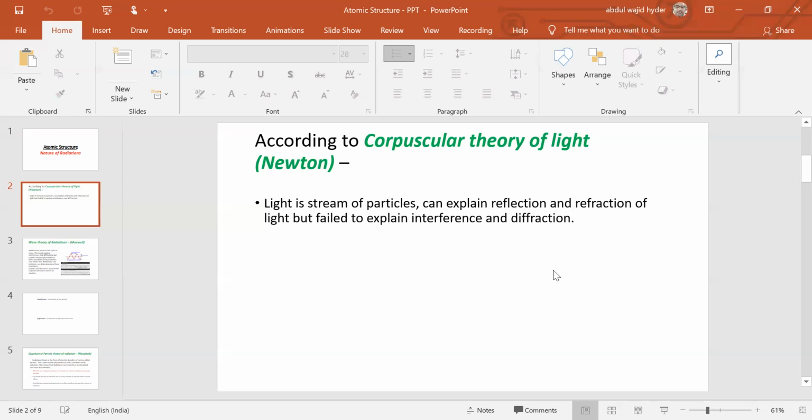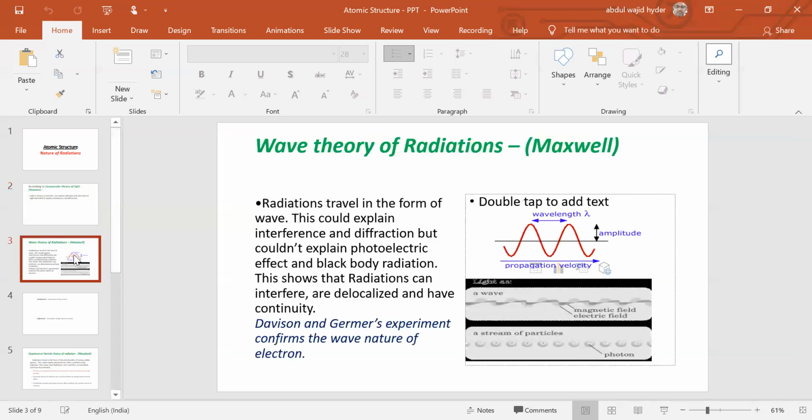Fine. So this corpuscular theory, which was given by Newton, tells us that light is a stream of particles. This corpuscular theory of light can explain reflection and refraction of light but failed to explain interference and diffraction. Fine. What next to this corpuscular theory of light is? Next is wave theory of radiations. We are talking about nature of radiations now. So different theories were given to explain this nature of radiation. First was Newton's corpuscular theory, and then second is wave theory of radiation.